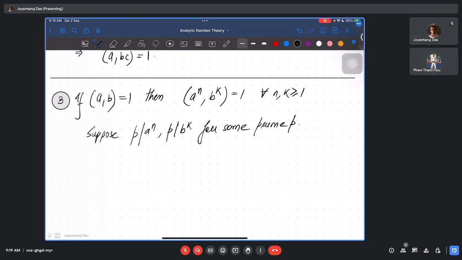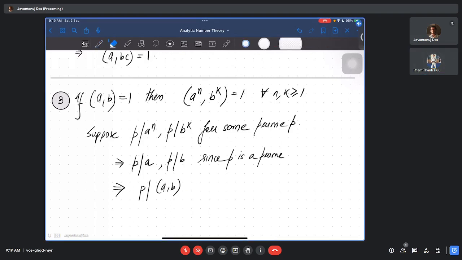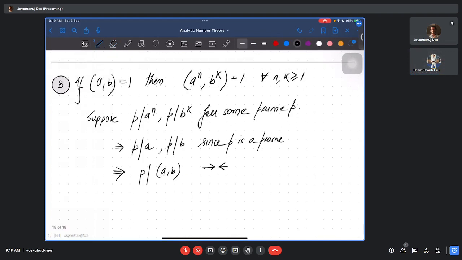So now, if P divides A power n, then P must divide A also, because it is a prime factor, right? And P divides B also, since P is a prime. So this implies that P divides the GCD of A and B, which is a contradiction because the GCD of A and B is 1. So they cannot have the same prime factor.